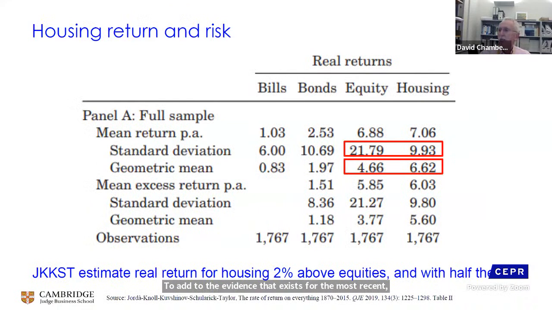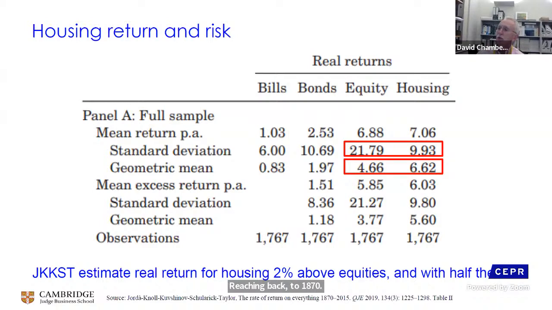I'm conscious of the time, so let me deal quickly with the last 2 points. So in terms of housing returns, there's a really extensive piece of research which you will be aware of, published by Oscar Jordà and his colleagues called The Rate of Return on Everything, which does a fantastic job of collecting returns on not only equities, bonds and bills, but also housing across 16 countries, reaching back to 1870.